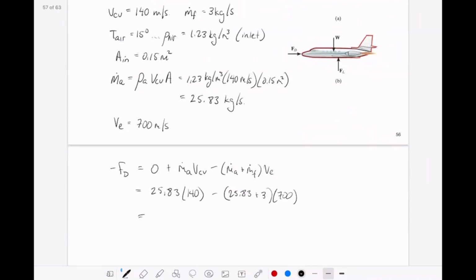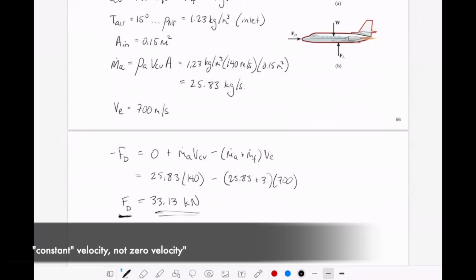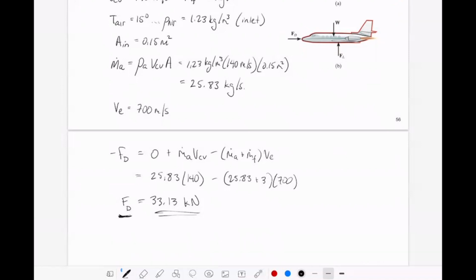Calculate this, the drag force would be 33.13 kilonewtons. So at this point, when we have zero velocity, the thrust is equal to the drag. So we notice that this is our minus thrust. Our minus thrust is equal to our negative drag, so our thrust is equal to our drag.